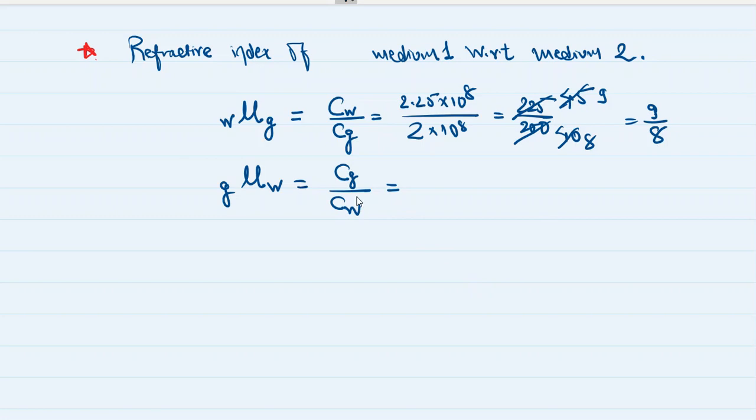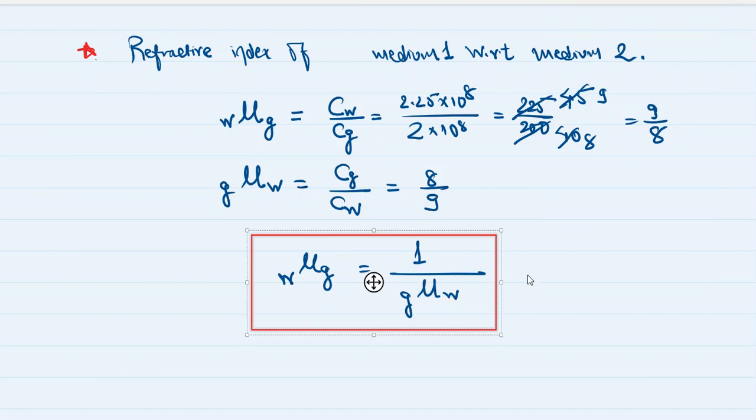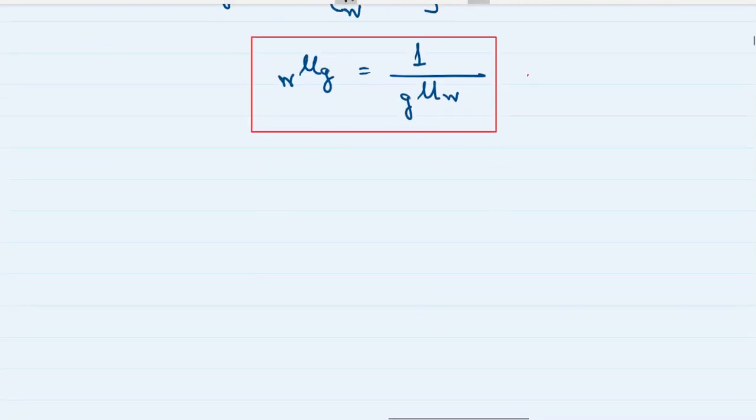So can you tell me what will be refractive index of water with respect to glass? It will be 8 by 9, right? So generally we say that the refractive index of glass with respect to water is the reciprocal of refractive index of water with respect to glass. This is a very important relation which we have created, and we can generalize this relation now.